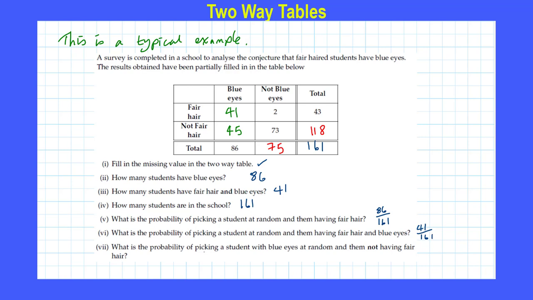The last question is a bit more challenging because we're picking a student with blue eyes, so we know they've got blue eyes, so they're in this group. What's the chance of them not having fair hair? Well, there's 45 of them without fair hair out of the 86.